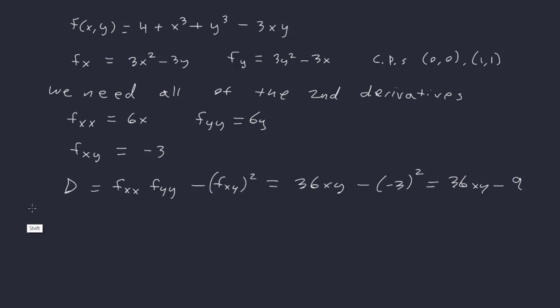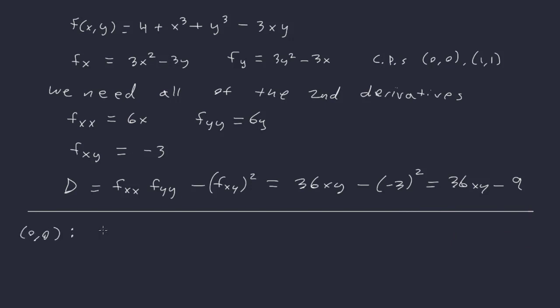Okay, so there we go. Now we're going to start classifying these critical points. All right, so we're just going to go through it. At 0, 0, we first always check D. Okay, so D at 0, 0, this piece disappears, and then we get 0 minus 9, which is negative. So 0, 0 is the saddle point. And we can stop there.